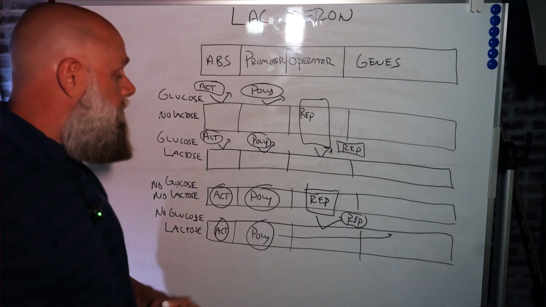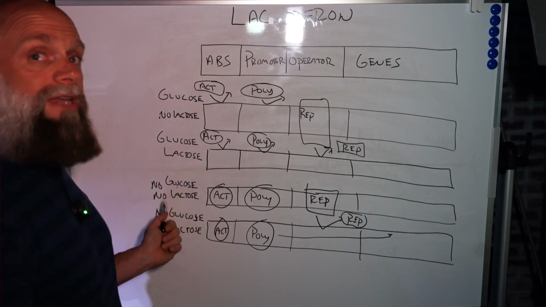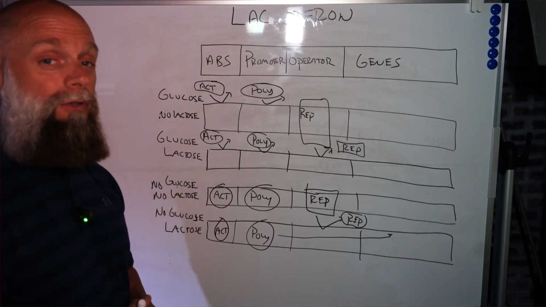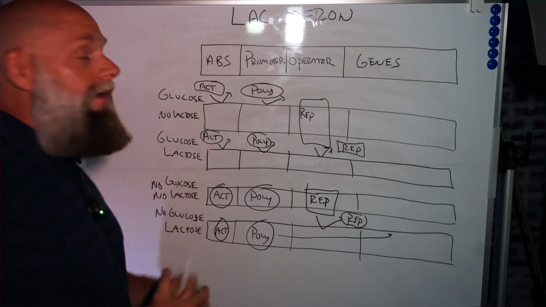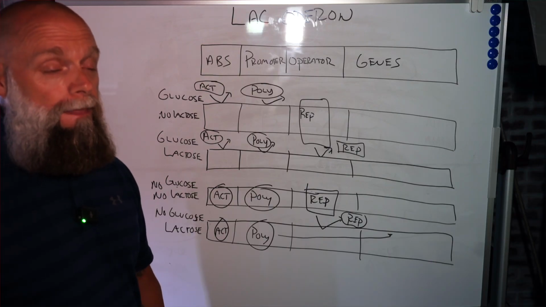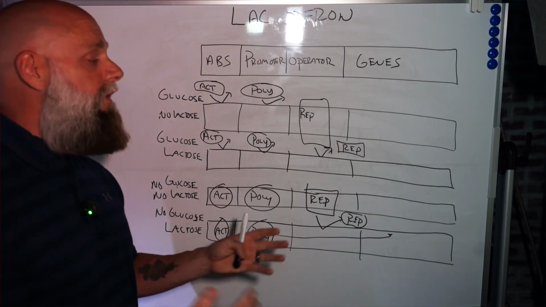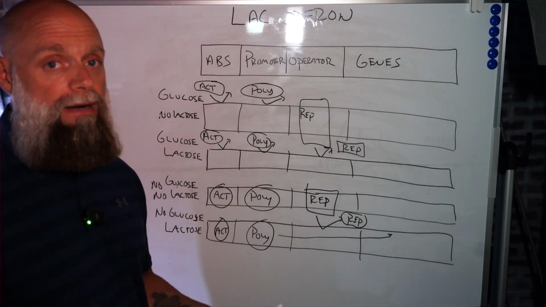Okay, now we go to our third example. We got a problem here. We've got no glucose and no lactose. So do we have a happy or sad cell? Well, we got a pretty sad cell because not only is its favorite food source not there, it doesn't even have a backup. And again, practically speaking, why would we turn this operon on and transcribe genes for a sugar that isn't even there?